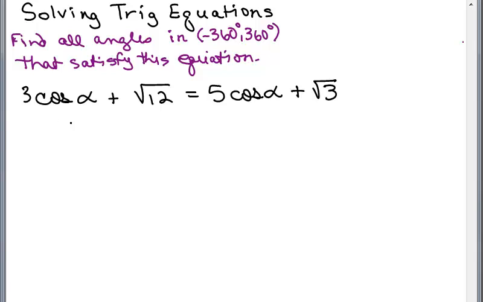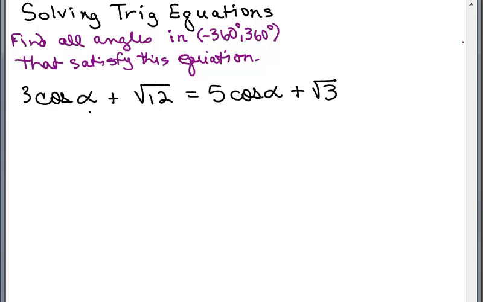All right, we're going to solve this trig equation. 3 cosine alpha plus square root of 12 equals 5 cosine alpha plus radical 3. And we're finding all angles in the interval negative 360 degrees to 360 degrees. So basically we're trying to solve for alpha.